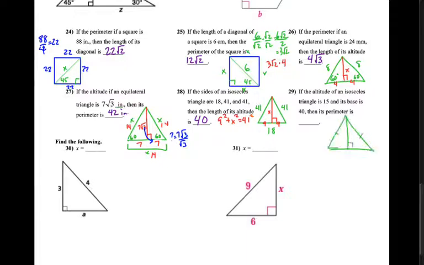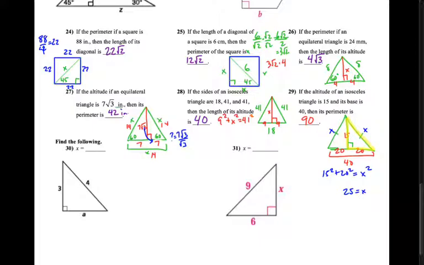And here it goes the other direction. The altitude of an isosceles triangle is 15, and its base is 40. Well, what does the altitude do to the base? Chops it in half. Now I got the right triangle. Pythagorean theorem, because I got two sides of it. 15 squared plus 20 squared equals something squared. The answer to that is 25. So what's the perimeter? 25 plus 25 plus 40 is 90.